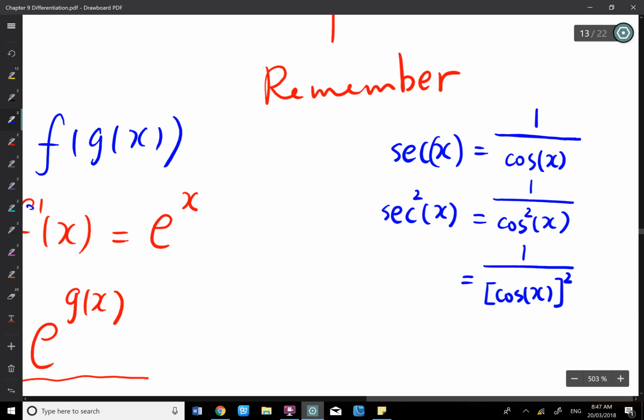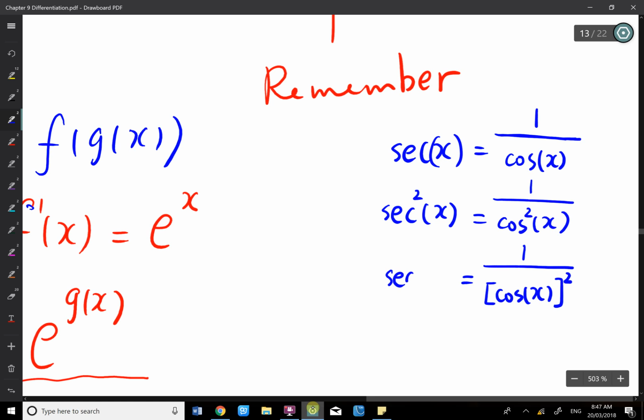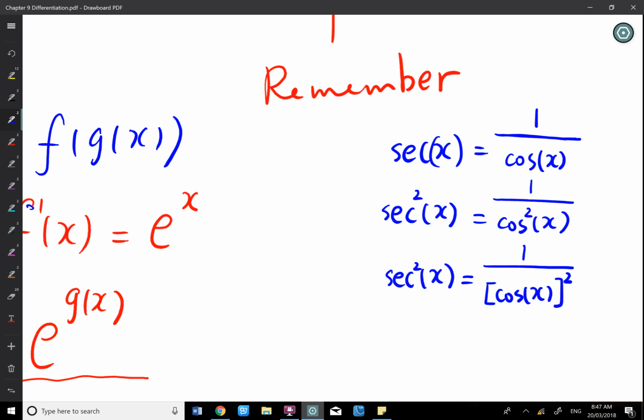So it's actually the power, but it's easy to put in the middle because we don't need the square bracket outside, and it looks more neat, I think. So it's actually cosine to the power of 2. So that is secant squared x. Well, secant squared g x, instead of x, we put g x in. That's it.